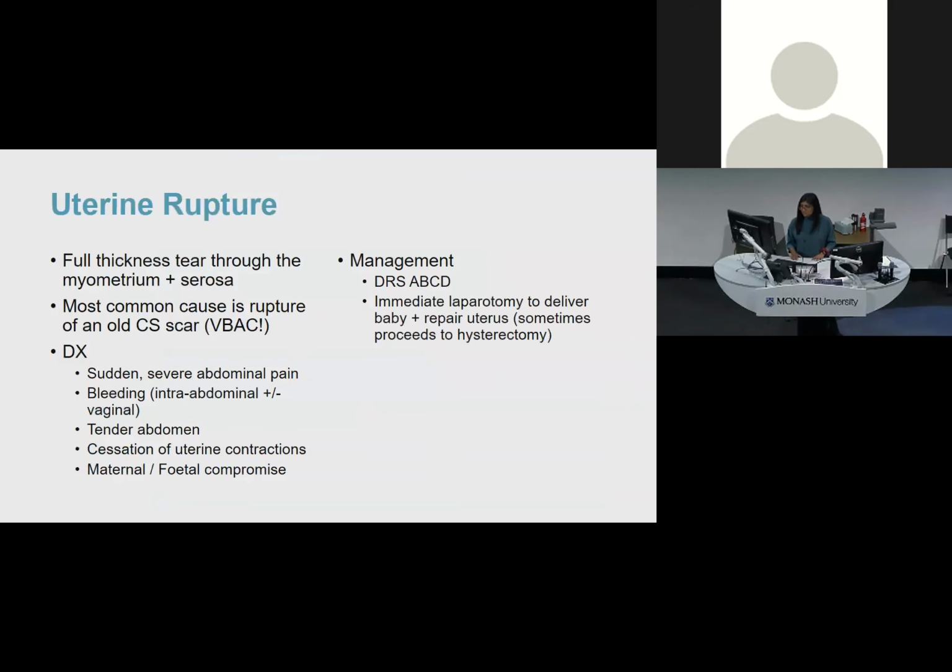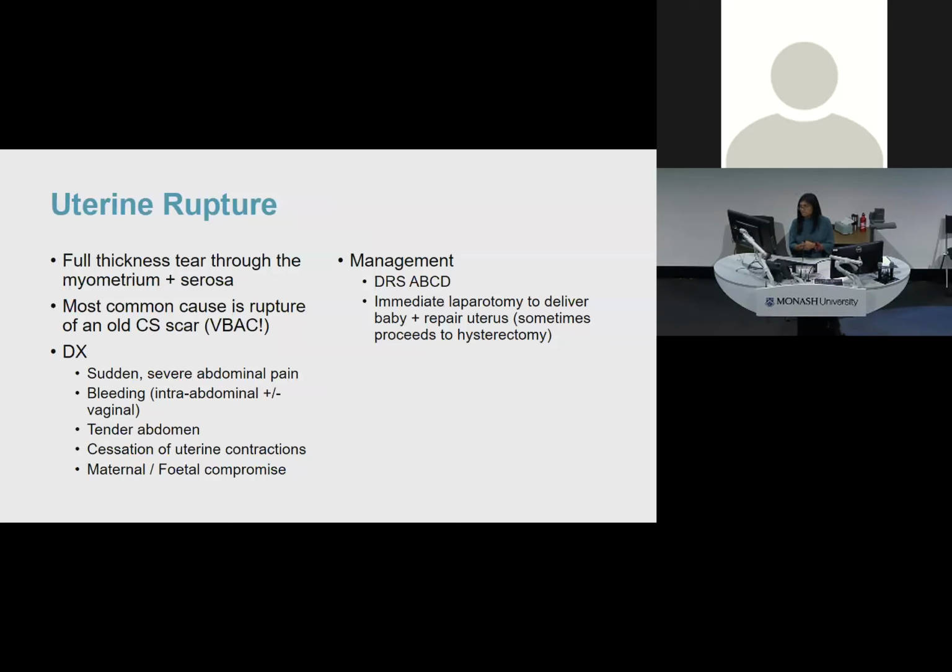Uterine rupture is a full thickness tear through the myometrium and the serosa. The most common cause of this is rupture of an old Cesarean scar, which is why you guys need to know VBACs. The diagnosis, there are quite a few symptoms. The main ones are they have a sudden severe abdominal pain. They have bleeding, which is either intra-abdominal or vaginal. And they've got a tender abdomen with cessation of the uterine contractions. There's also maternal and fetal compromise.